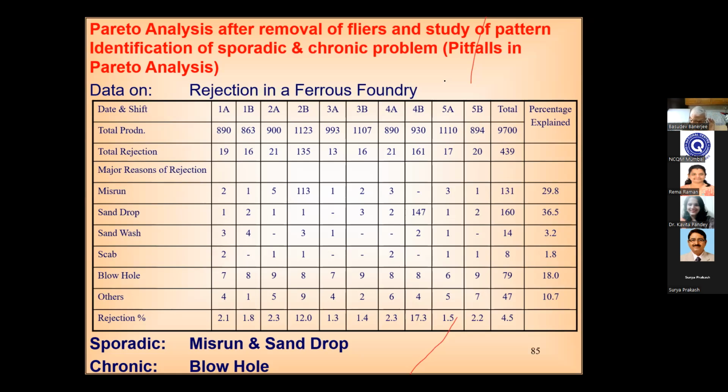A long-term solution can be seen by applying a cross-functional team. You have to work it out and then accordingly work out this one. Cross-functional team, you should work it out on all that. So this is how we try to do it. Misrun and sand drop is a sporadic problem and blowhole is a chronic problem. So therefore, this is a pitfall in Pareto analysis to try to figure out.